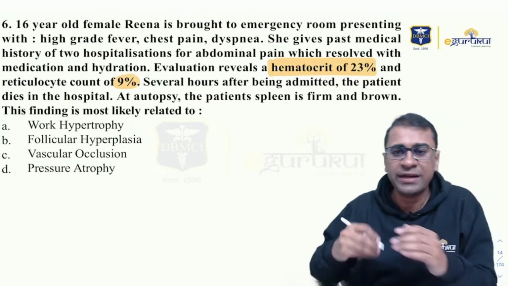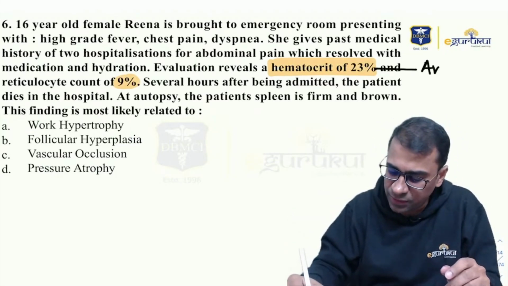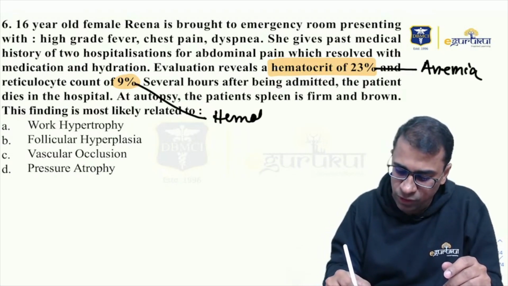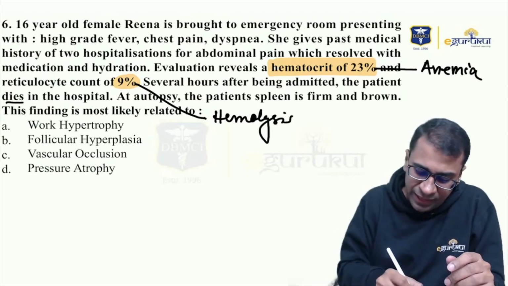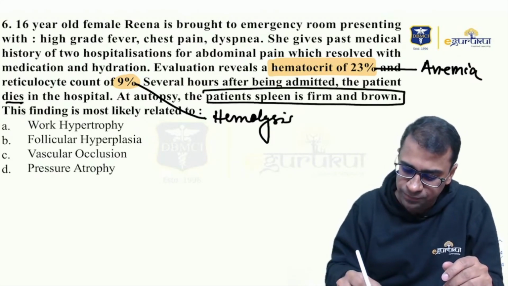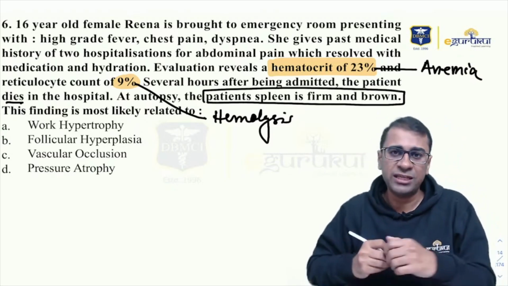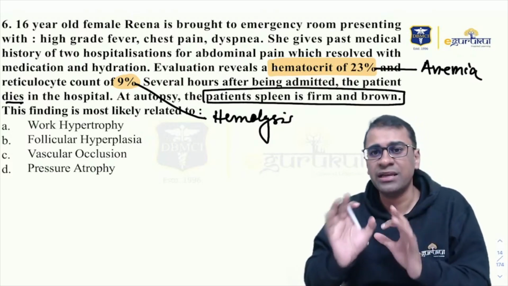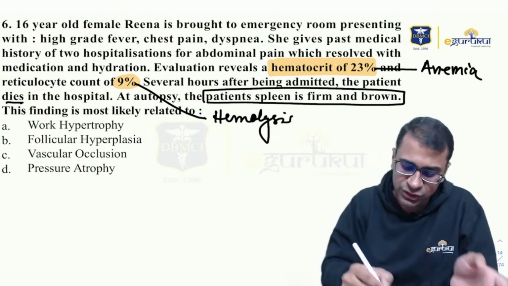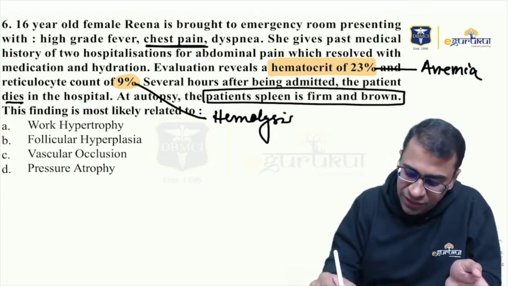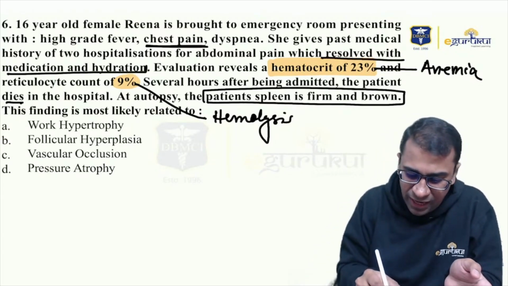The moment you get anemia, this is showing you what? She has hemolytic anemia. Hemolysis going on. The patient dies in hospital and at autopsy the spleen is firm and brown. This shows a case of a firm small spleen with a hemolytic anemia. She also has a history of chest pain, which resolved with medication and hydration.